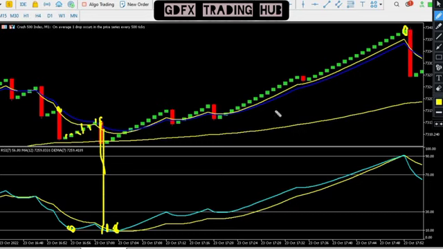All right, so look at it. Anytime you see this cross, that the yellow has crossed the blue and the aqua has crossed the yellow line, it is a good opportunity for you to place your trade. I will show you why and how.